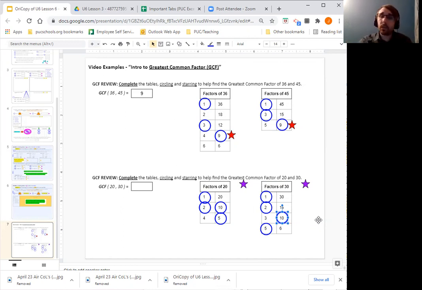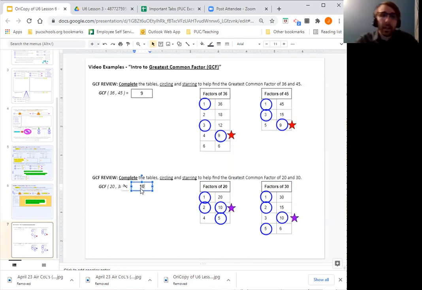So the greatest of those is 10. And that's what we call the greatest common factor, or GCF, so 10.